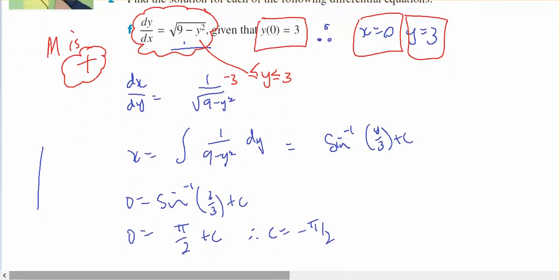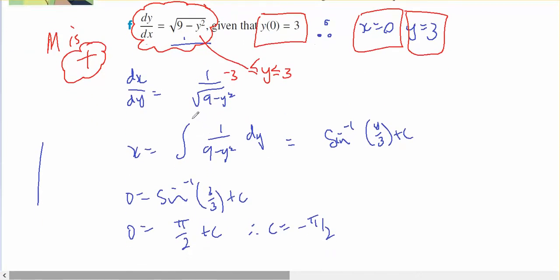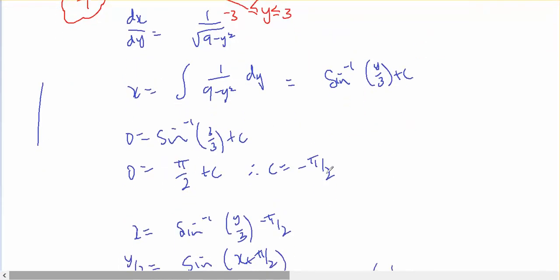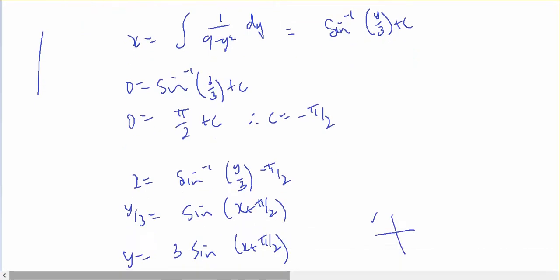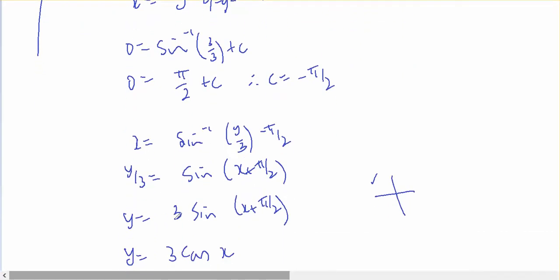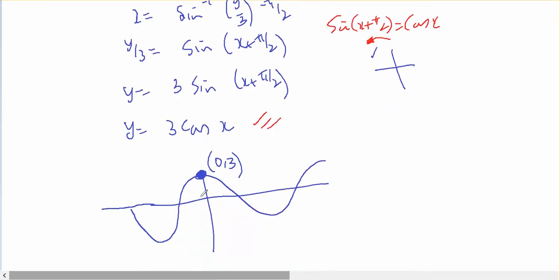Okay, so if I perform my anti-differentiation, I flip this upside down, I integrate with respect to y, I get the inverse sine of y on 3, c will equal minus pi on 2, and since I have y equals 3 sine of x plus pi on 2, I can use the fact that the sine of x plus pi on 2 equals the cos of x. Therefore, there's my answer. And that looks like this.